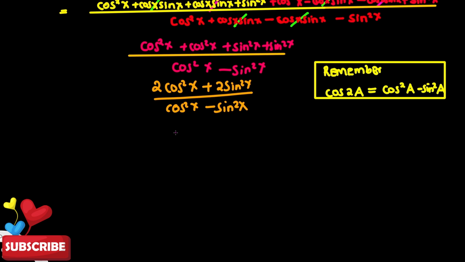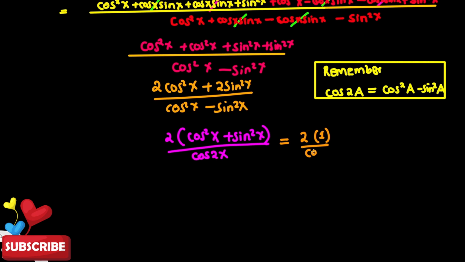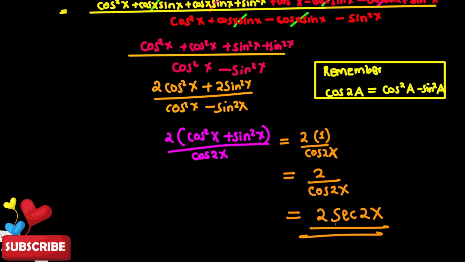So that's going to be 2 into bracket cos squared x plus sine squared x over cos 2x. Now the numerator cos squared x plus sine squared x is going to reduce to 1. So meaning that we are going to have 2 into bracket 1 over cos 2x, and actually this can be written as 2 over cos 2x, which is the same as 2 sec 2x. Yes.